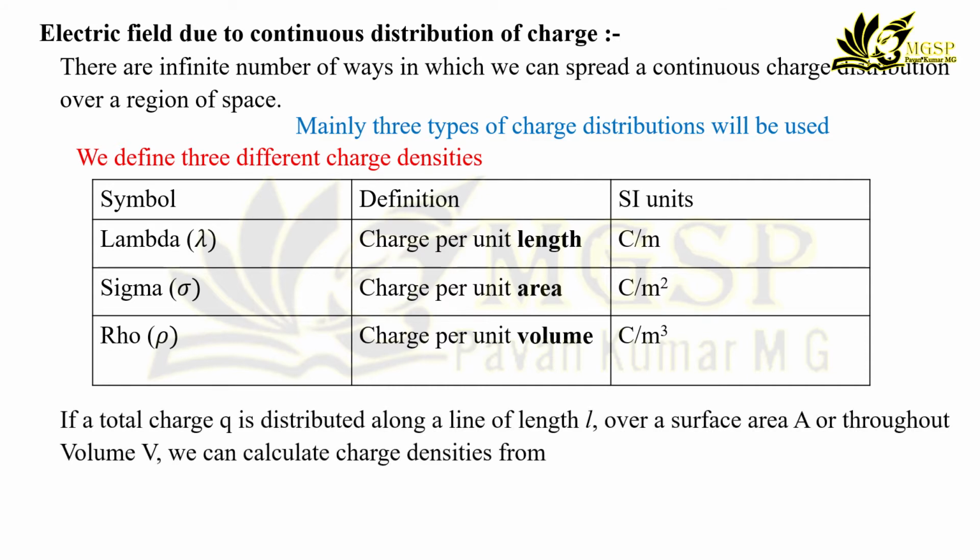If the total charge Q is distributed along a line of length L, over a surface of area A, or through a volume V, we can calculate the charge density. Out of this, these formulas will be very important. Lambda is equal to Q by L, the linear charge density. Sigma is equal to Q by A, the surface charge density. Rho is equal to Q by V, the volume charge density.